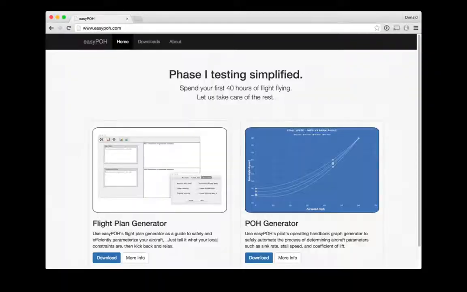We've actually already begun developing the site, as you can see here, and currently you can go to easyPOH.com and find this site. Maybe by the time you hear this video, we'll actually have the links working so that you can go ahead and download the software. At this point in time, it's just a template, but by the end of the summer we hope to have a couple of beta versions for both the flight plan generator and the POH generator up and working and available for download on the site.